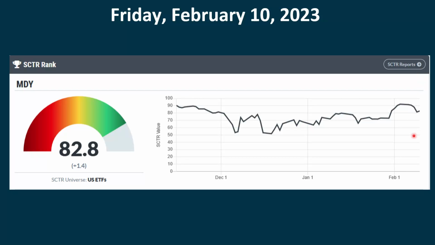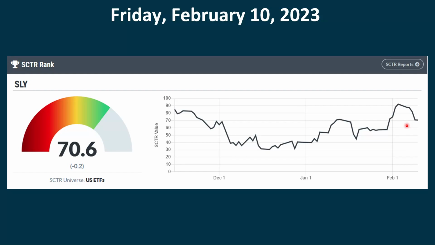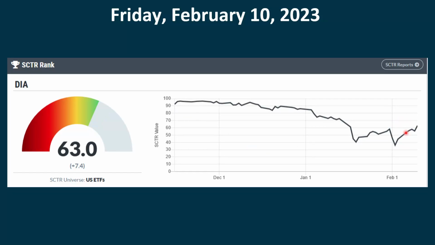Another thing that's good to look at is how all the indexes that we follow are performing right now. The first place chart is the mid caps, giving us a score of 82.8. Over here is a chart just to show how things have changed overall. In second place at 70.6 are the small caps. In third place are the Diamonds, which feed into the Dow Jones Industrial Average. It's showing a lot of improvement, but is still only giving us a score of 63.